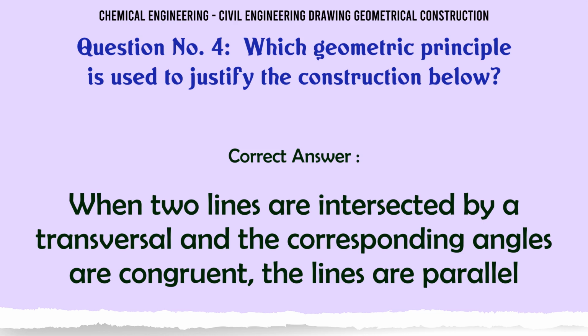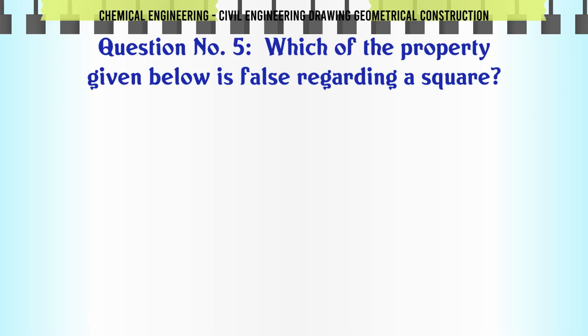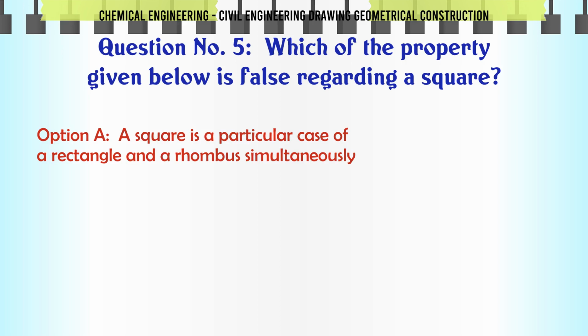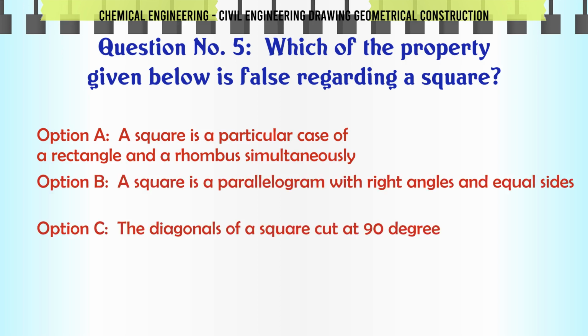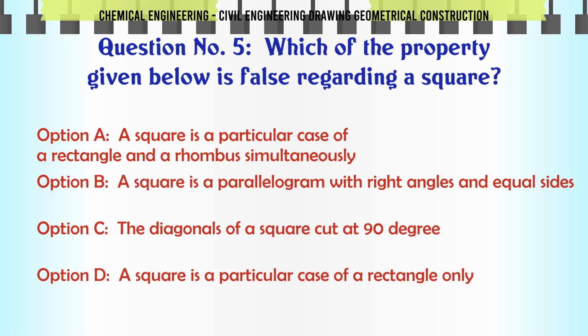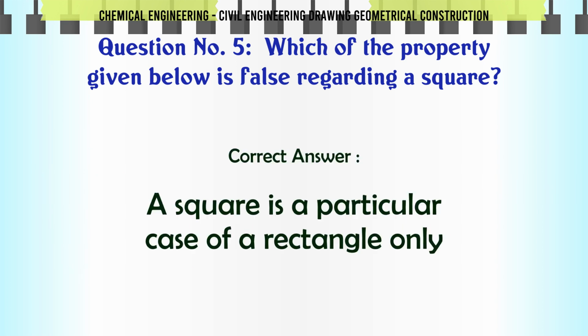Which of the properties given below is false regarding a square? A. A square is a particular case of a rectangle and a rhombus simultaneously. B. A square is a parallelogram with right angles and equal sides. C. The diagonals of a square cut at 90 degrees. D. A square is a particular case of a rectangle only. The correct answer is: a square is a particular case of a rectangle only.